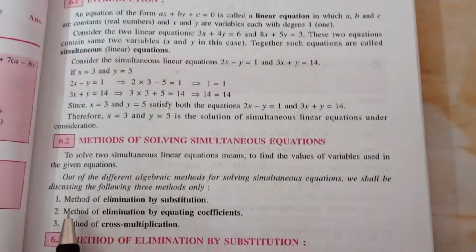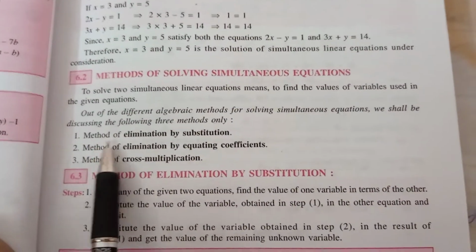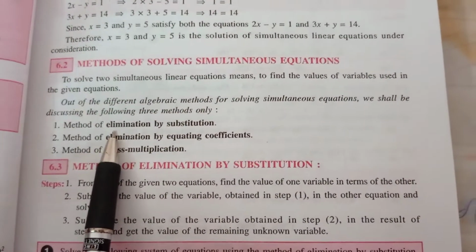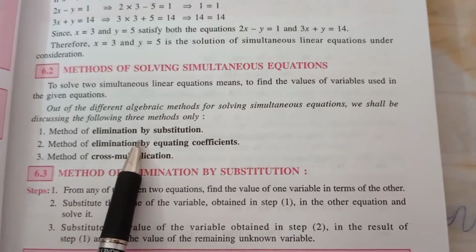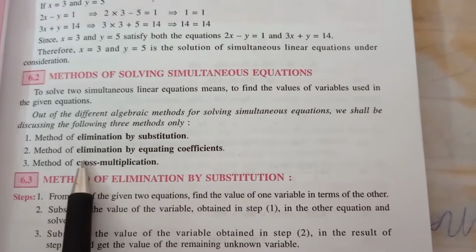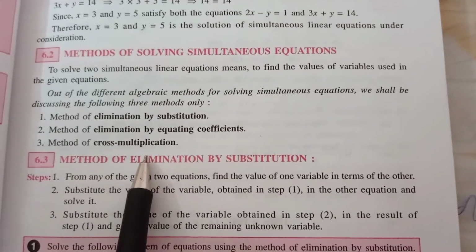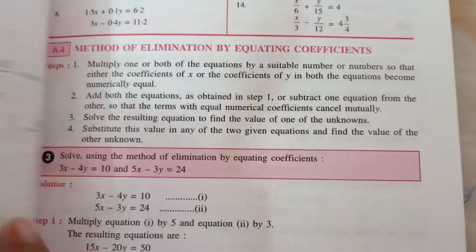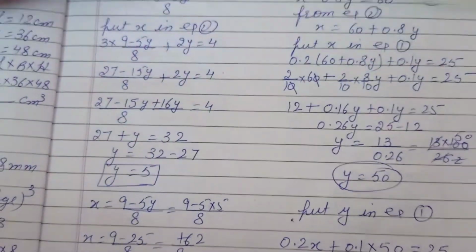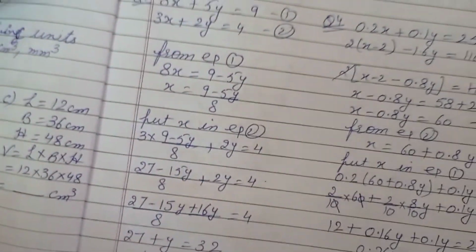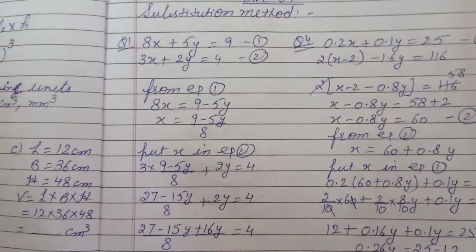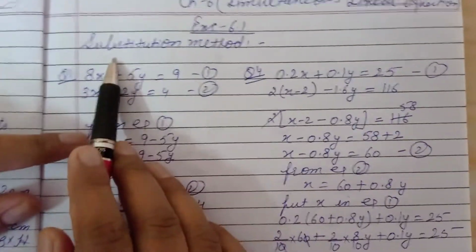Children, there are three methods of solving simultaneous, or two equations together. One is elimination by substitution, then elimination by equating coefficients, then the cross multiplication method. So our first exercise is based upon: solve the following pair of equations using the elimination by substitution method.